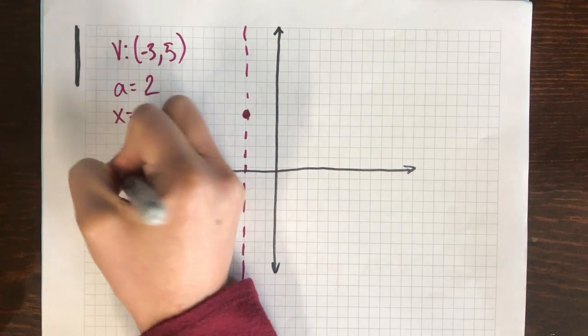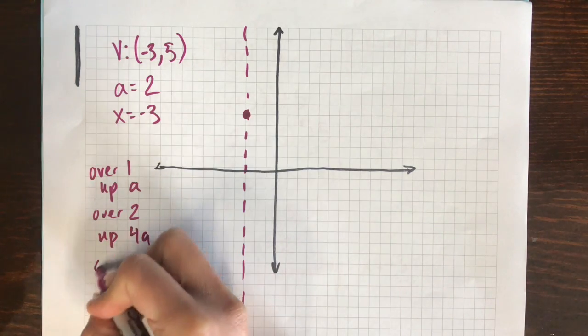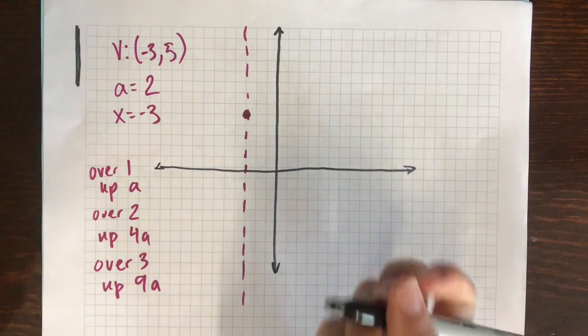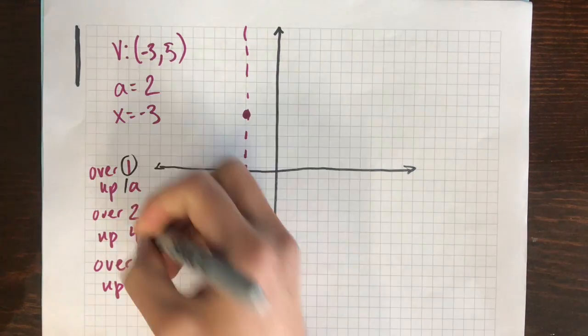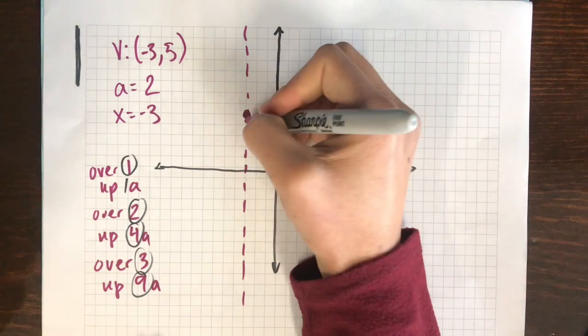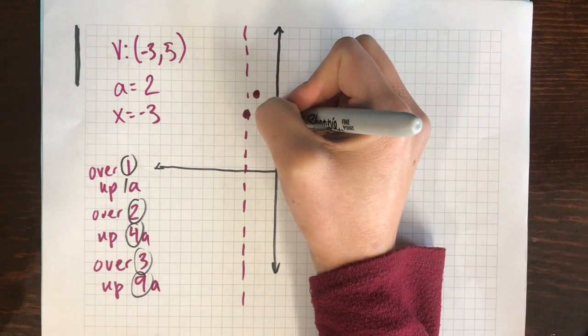Now, of course, I'm going over 1 up by a, and then over 2 up by 4 times a, and then over 3 up by 9a if you wanted to do that. Just notice that if I'm going over 1, I'm going up by 1, that's squared. If I go over 2, I'm going up by 4 times a, right? The 2 is squared. And if I go over 3, I go up by 9 times a, the 3 is squared.